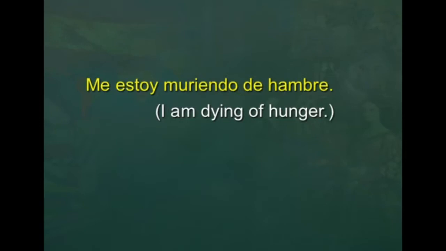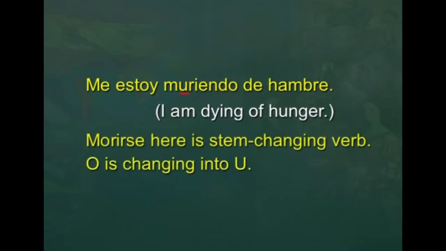In this sentence, you notice the subject is dying himself or herself of hunger. This shows how you can form sentences using reflexive verbs in gerund. You would also have noticed that morirse here is a stem changing verb. O is changing into U. Let's see some more examples with reflexive verb in gerund.